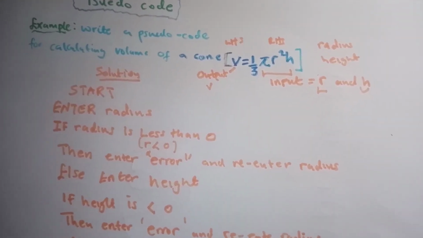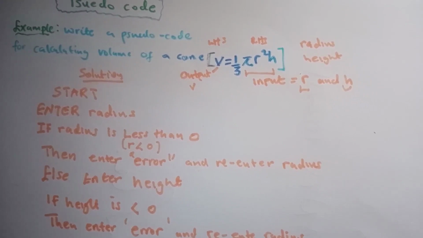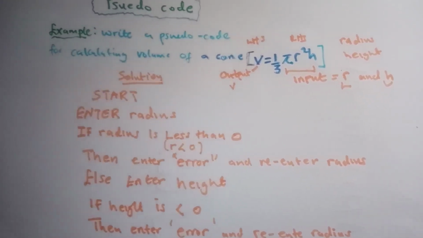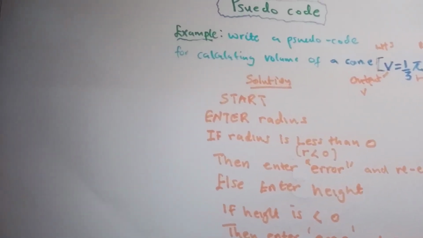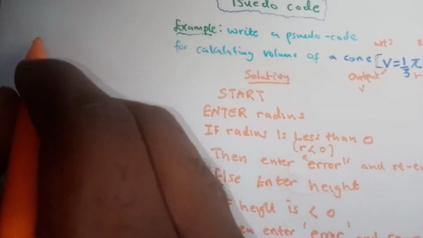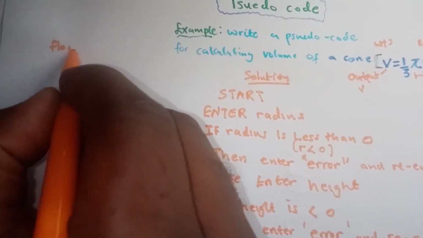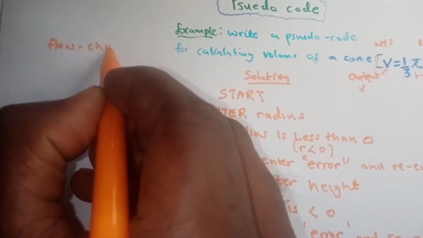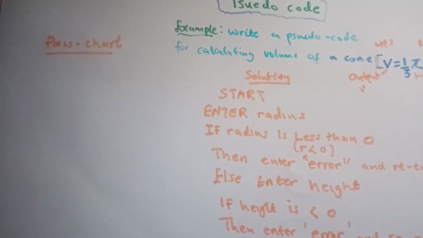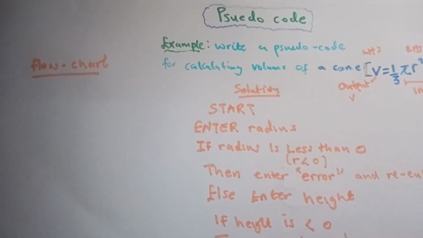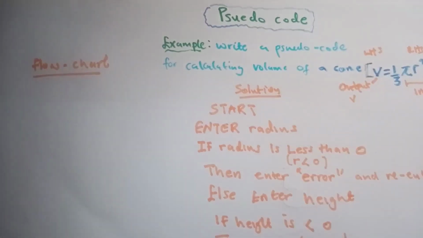So now let's say we were told to come up with a flowchart. Let's do a flowchart on this other side and see how it's going to look. A flowchart is where we use a different type of shapes, okay? We are going to get our details from the pseudocode.